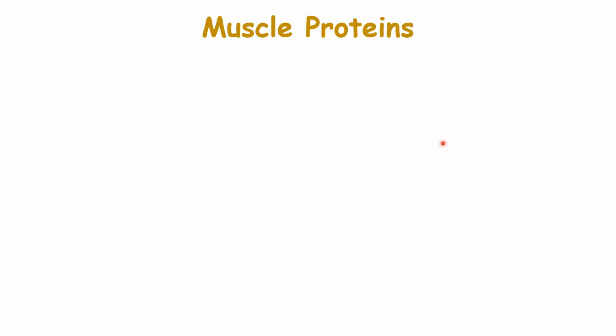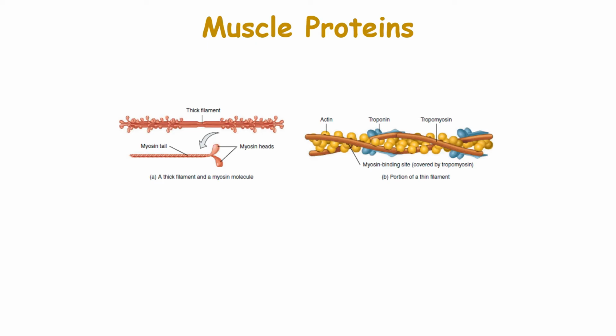Now we'll see about the muscle proteins. Myofibrils are built from three kinds of protein. Contractile proteins, number one, which generate force during contraction. Secondly, regulatory proteins, which help switch the contraction process on and off. Thirdly, structural proteins, which keep the thick and thin filaments in proper alignment, give the myofibril elasticity and extensibility, and link the myofibrils to the sarcolemma and extracellular matrix.